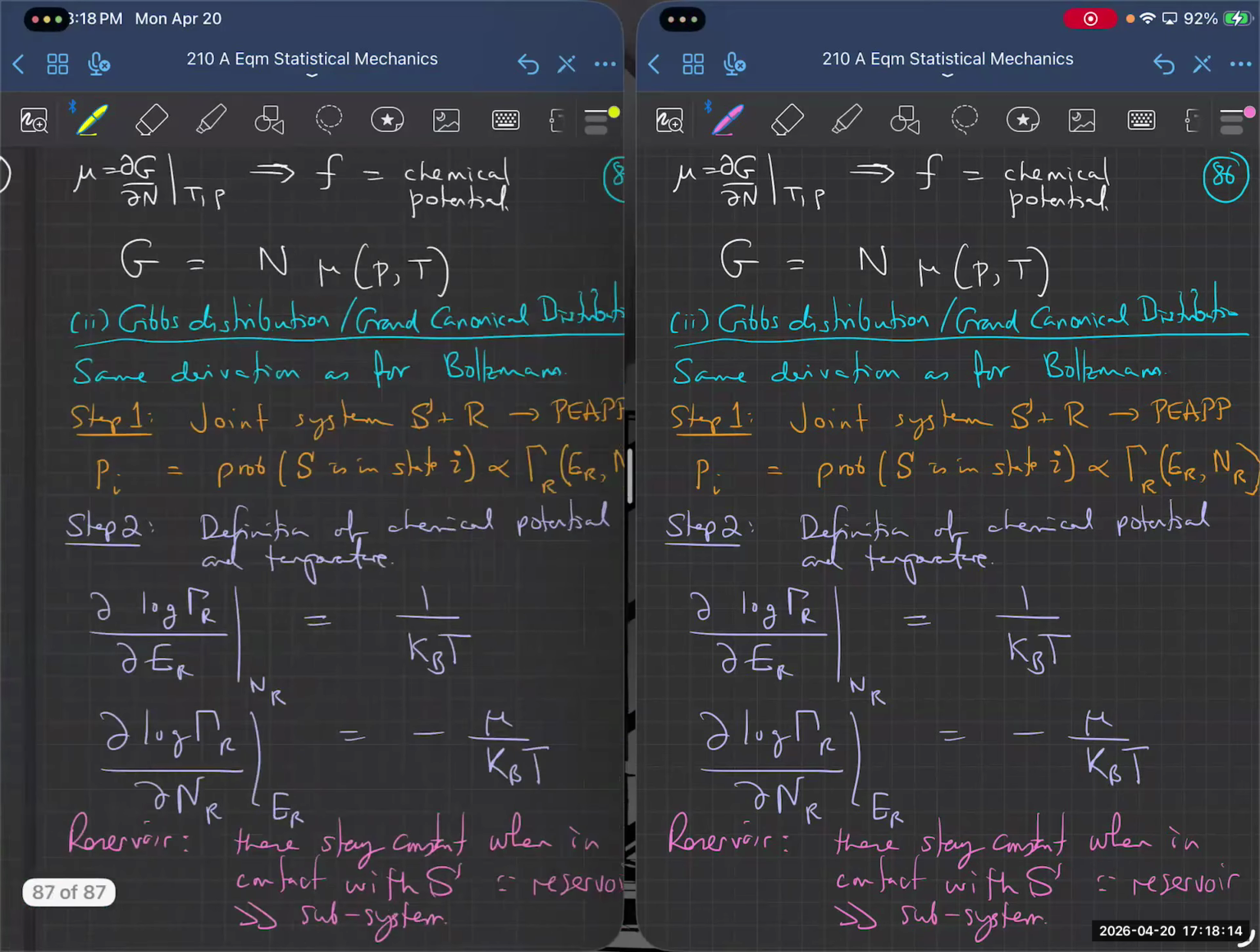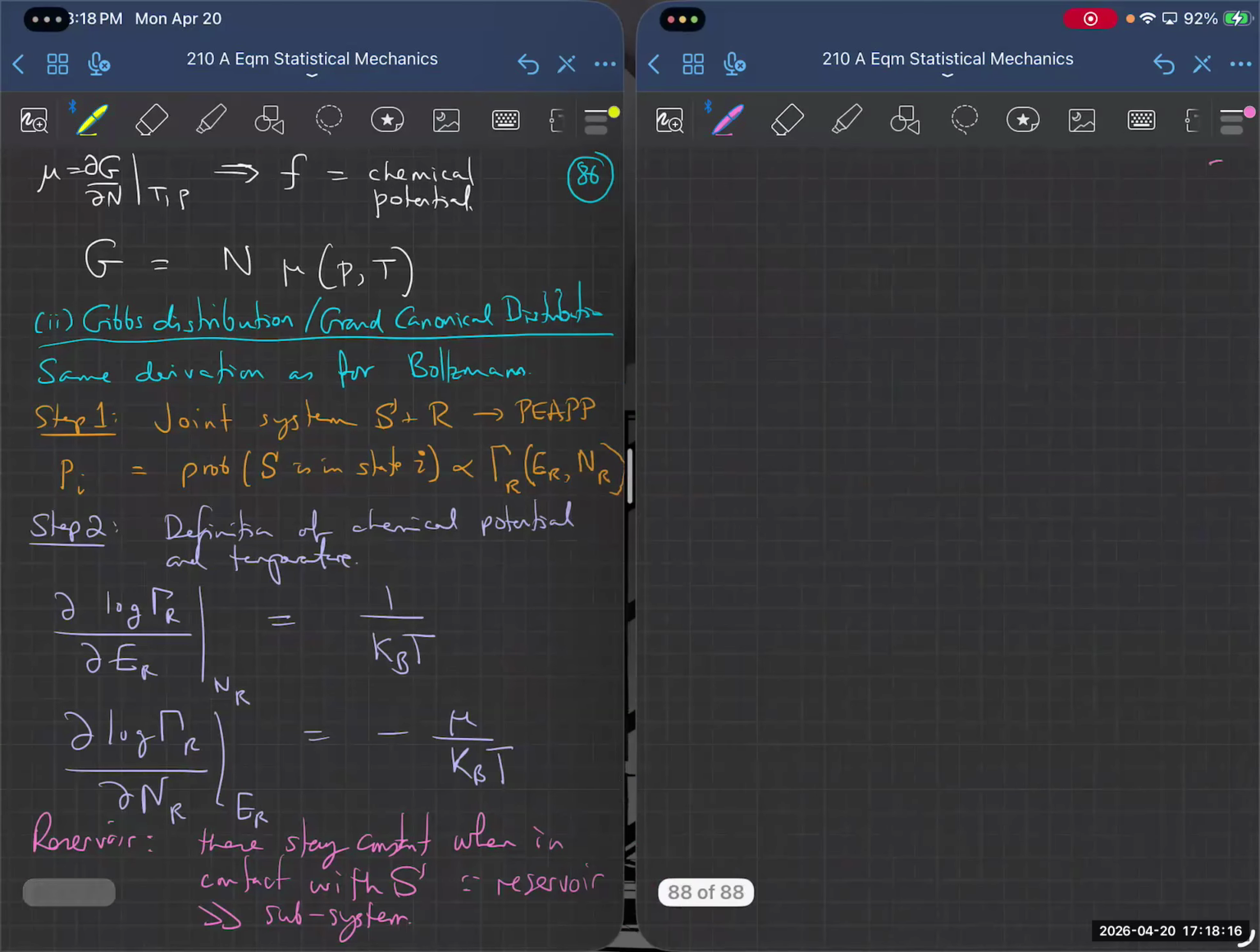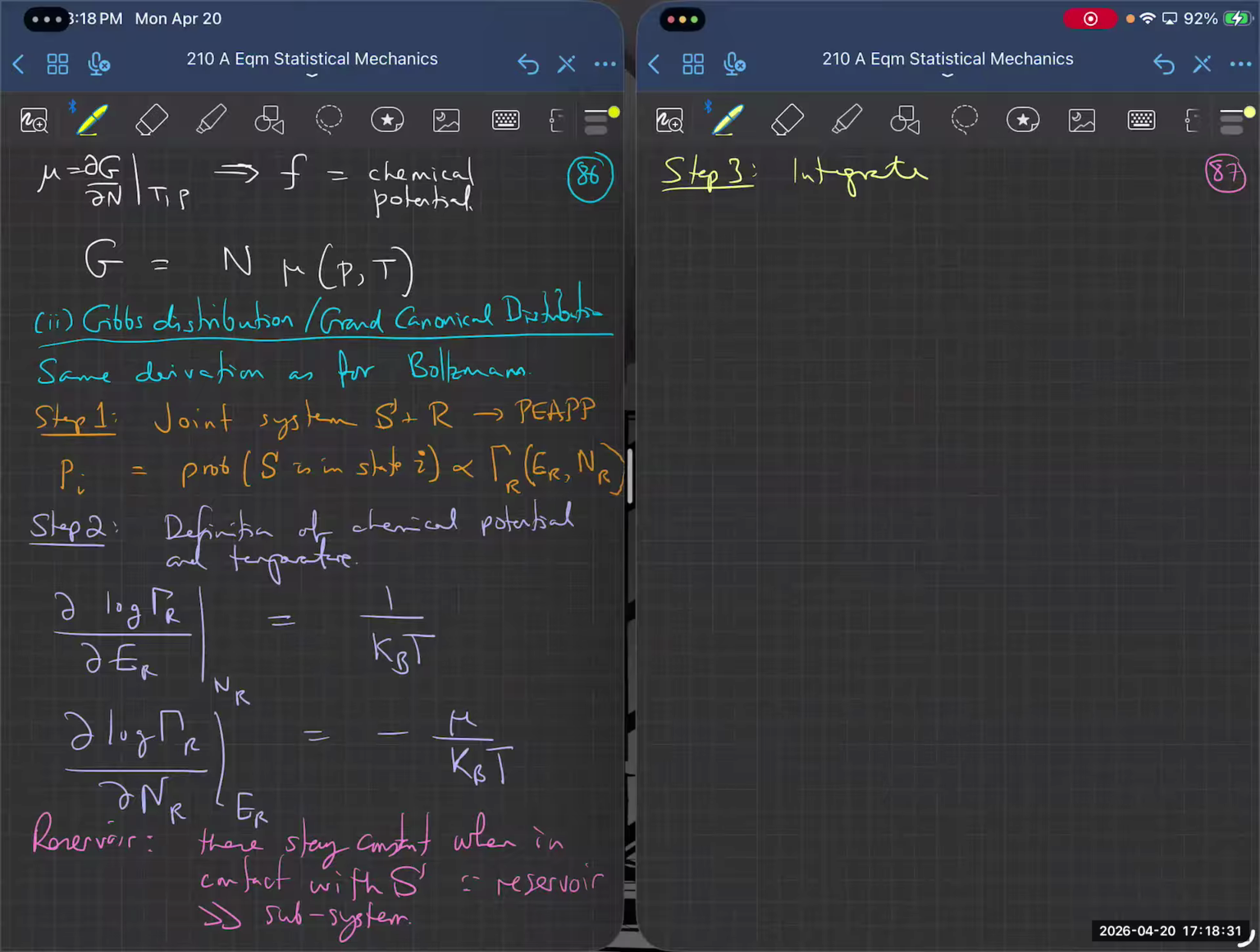So that's the reservoir property. So now what I have to do is integrate those two first order partial differential equations. So step 3 is I integrate. And so I've got two integrals, they have to be the same thing.